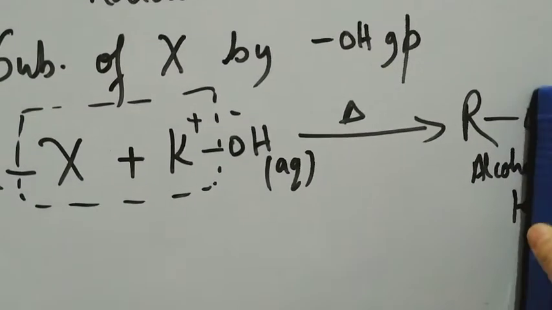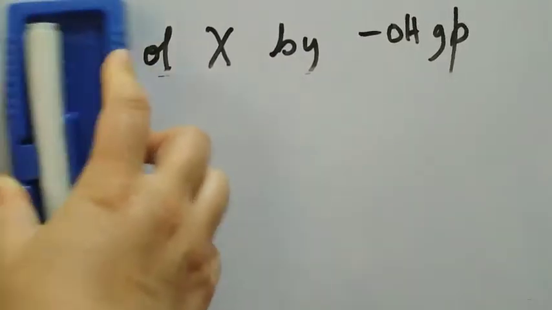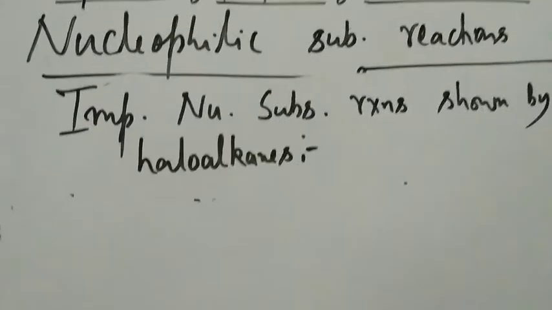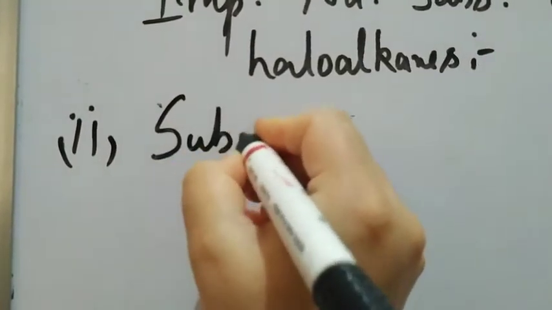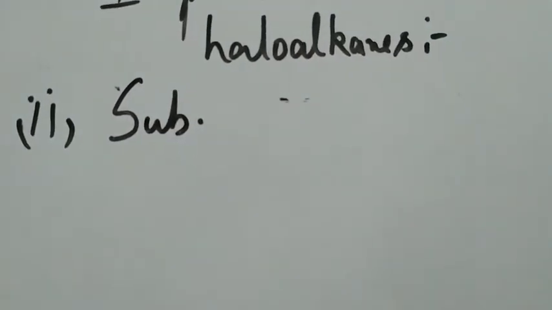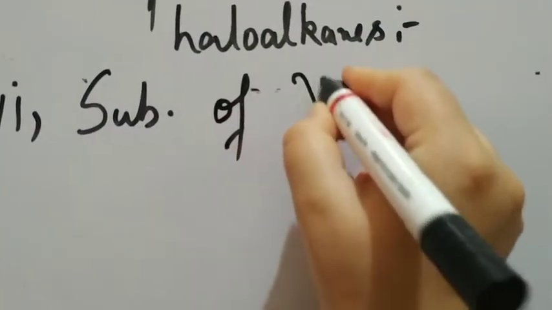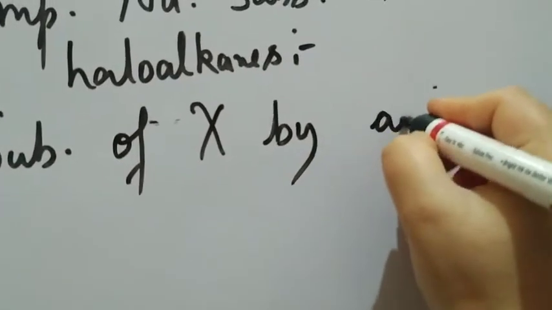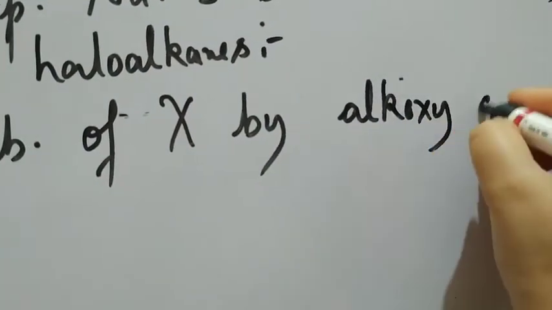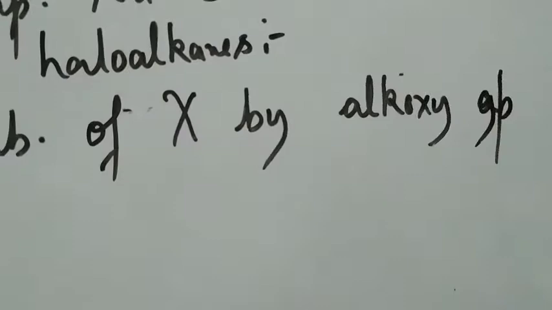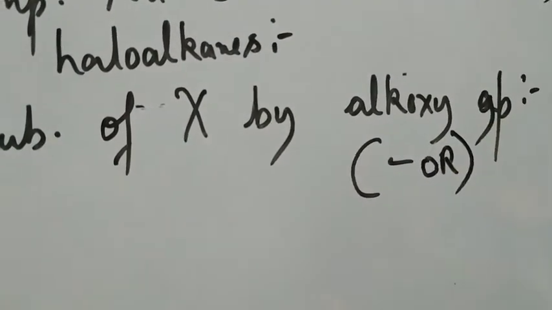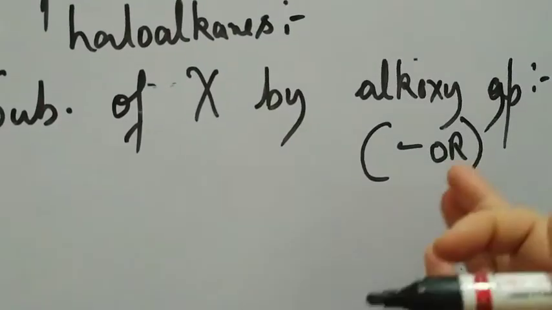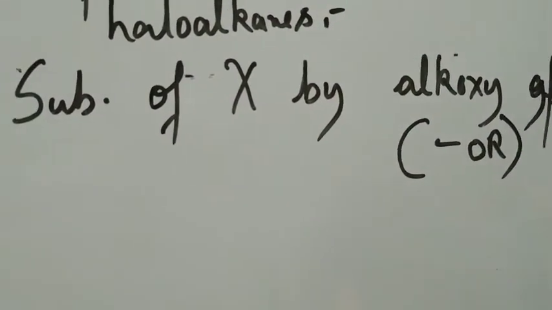I'll be just writing down the general reactions, because basically you have to study the mechanism of nucleophilic substitution reactions, but I thought it would be proper to first give you examples of which nucleophilic substitution reactions are possible. Substitution of X by an alkoxy group. This is possible. Alkoxy group is a nucleophile. What is an alkoxy group? OR. It is possible because OR is a stronger nucleophile than X.